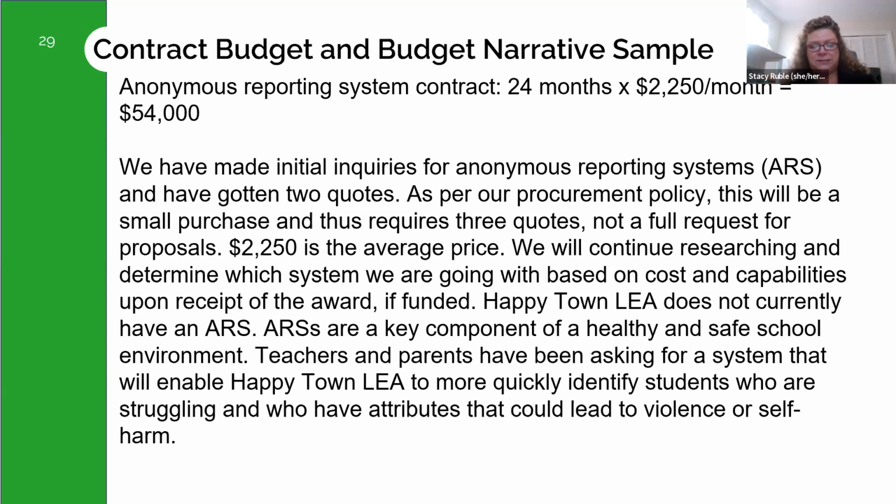Then the second part of this narrative talks about why an ARS is needed at all. Again, this could probably be more fleshed out for your individual LEA, but some examples of things you could say are: we don't currently have one, it's a key component of a healthy and safe school environment, teachers and parents have been asking for it, and here's why they're asking for it.